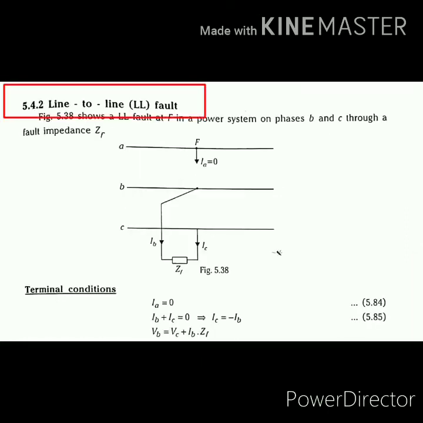Next is the second one, which is the line to line fault. Over here the fault is occurring on phases B and C through a fault impedance ZF. So you can see the terminal conditions. Since there is no fault in phase A, IA is equal to 0. As well, we know IB plus IC is 0. Therefore you can take IC is equal to minus IB, and the voltage across phase B will be VC plus IB into ZF. These are the terminal conditions.